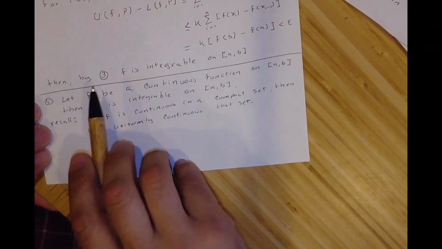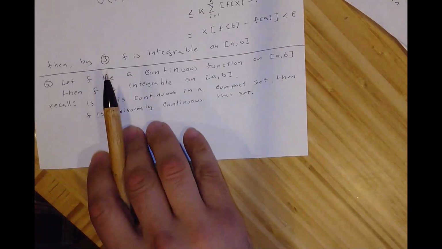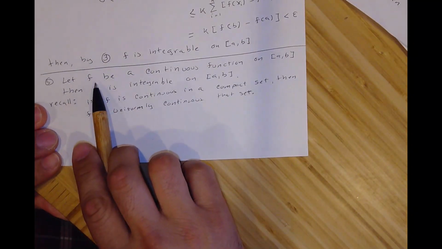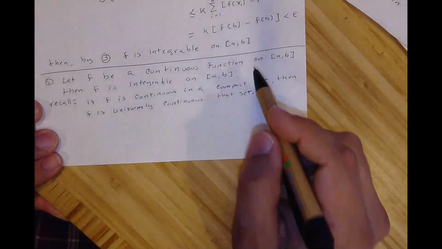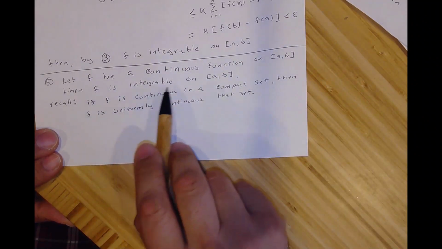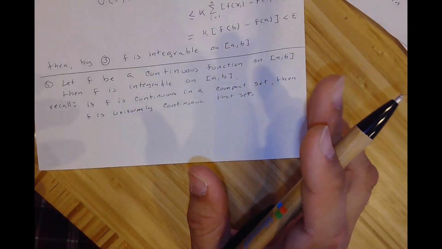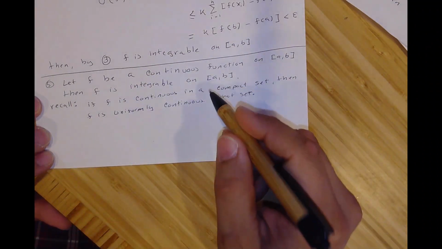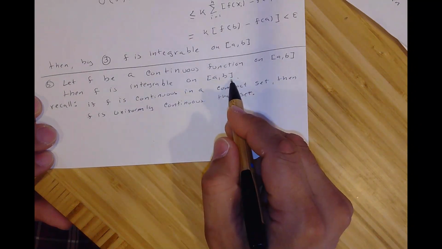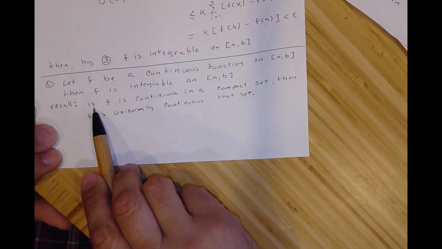Another property that we have here is basically a different thing. Let f be a continuous function on the interval; then f is integrable on a and b. So for every continuous function, we will have that it is integrable if the interval is a closed interval.